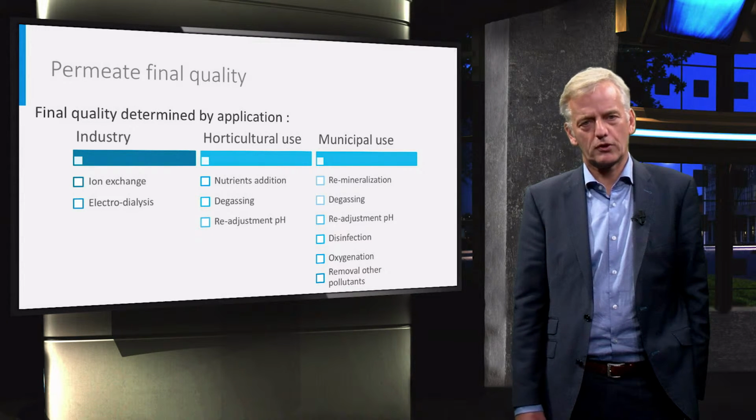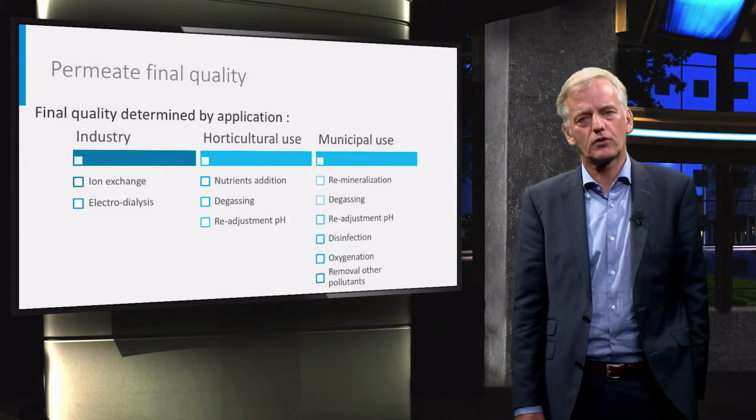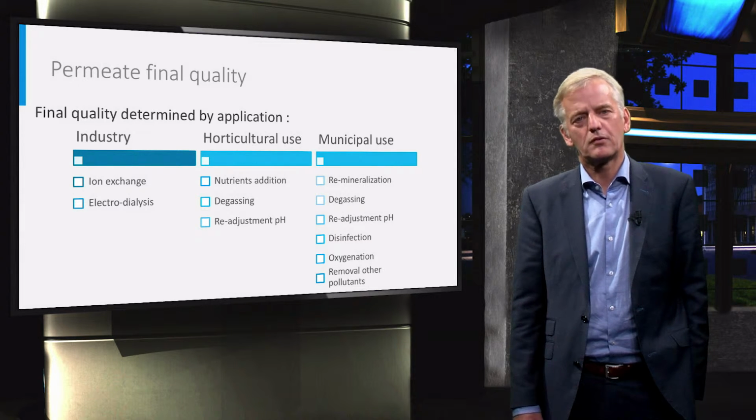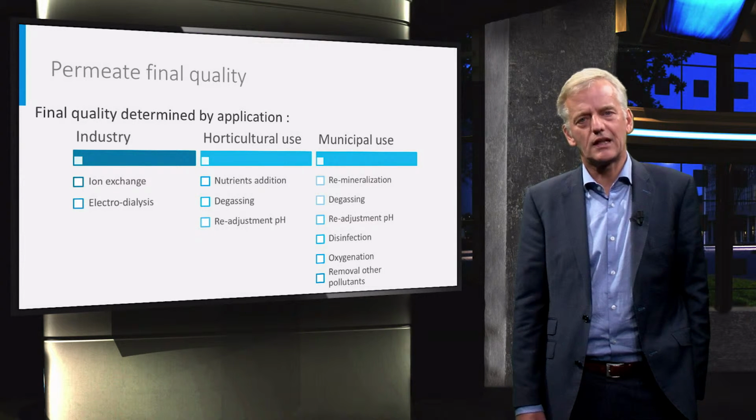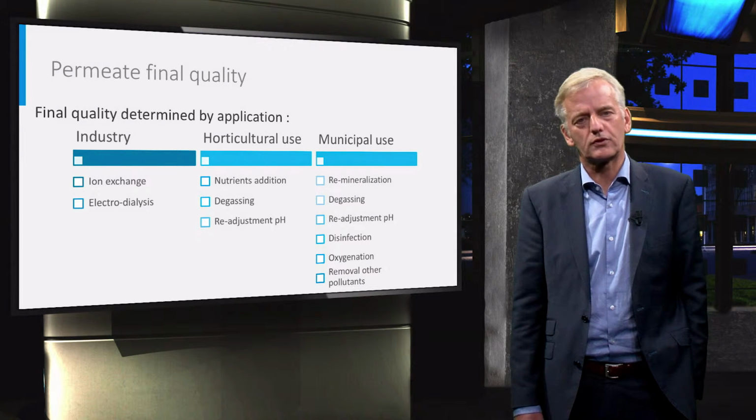For the municipal use, the water quality is improved in order to fit health standards and storage and transport guidelines. In order to achieve this, multiple steps may be required, like remineralization, degassing, readjustment of pH, disinfection, oxygenation, and removal of the residual pollutants.